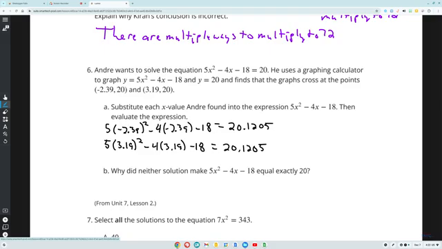Why did neither solution make 5x squared minus 4x minus 18 equal exactly 20? Well, because our solutions are approximations. More than likely, these solutions are actually irrational numbers that we are going to have to learn how to find exact answers for later in this unit.